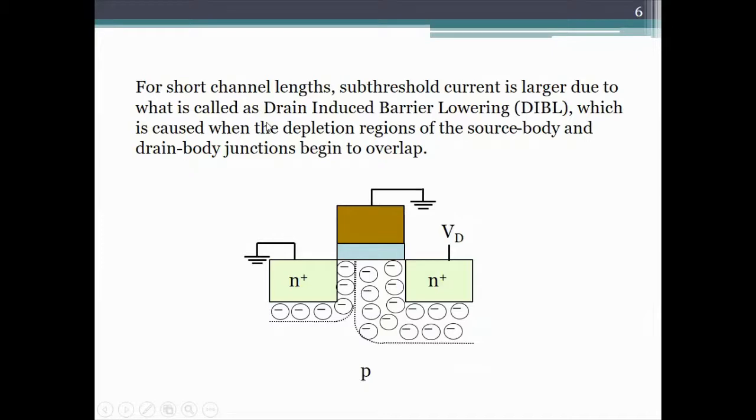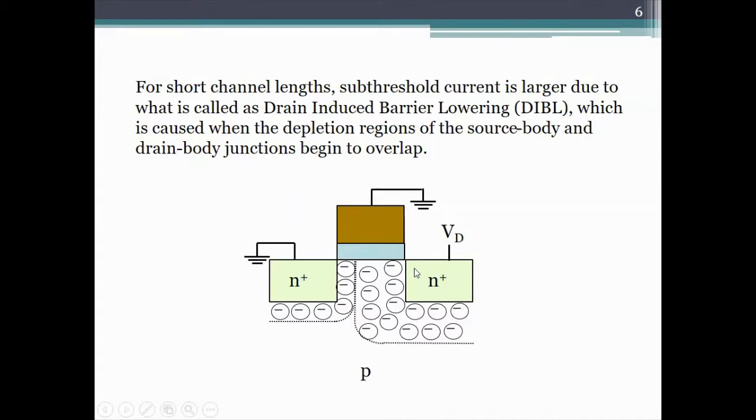Also, it turns out that for short channel transistors, the subthreshold current is larger compared to long channel transistors because of an effect called drain induced barrier lowering, often referred to as DIBL. And this is a pictorial representation of why in a short channel MOSFET, even with a 0 gate voltage, when one applies a drain voltage, current flows. It flows because the two depletion regions start merging with each other, and when they start merging, current can flow from the source to the drain. This is like the punch through effect in a bipolar transistor.